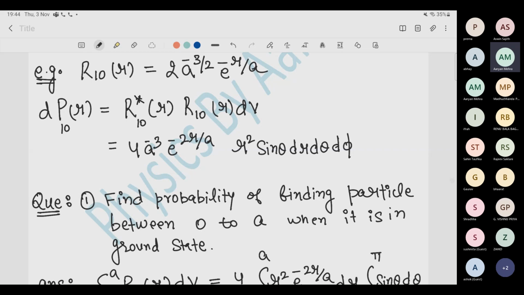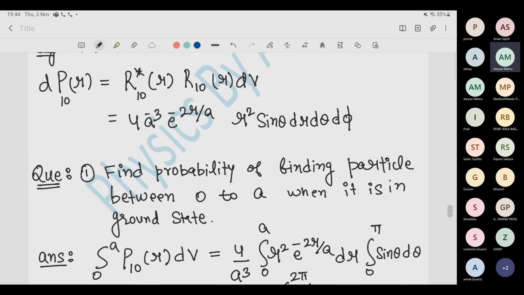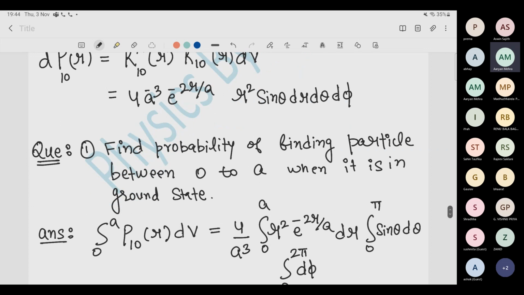Volume makes up the 3 parameters, not just 1 parameter. So this is your dv. Okay, now let's see some of the questions which can come. I will be discussing 3 questions. I have done the calculations. I will only be explaining the steps, and then you are good to go.